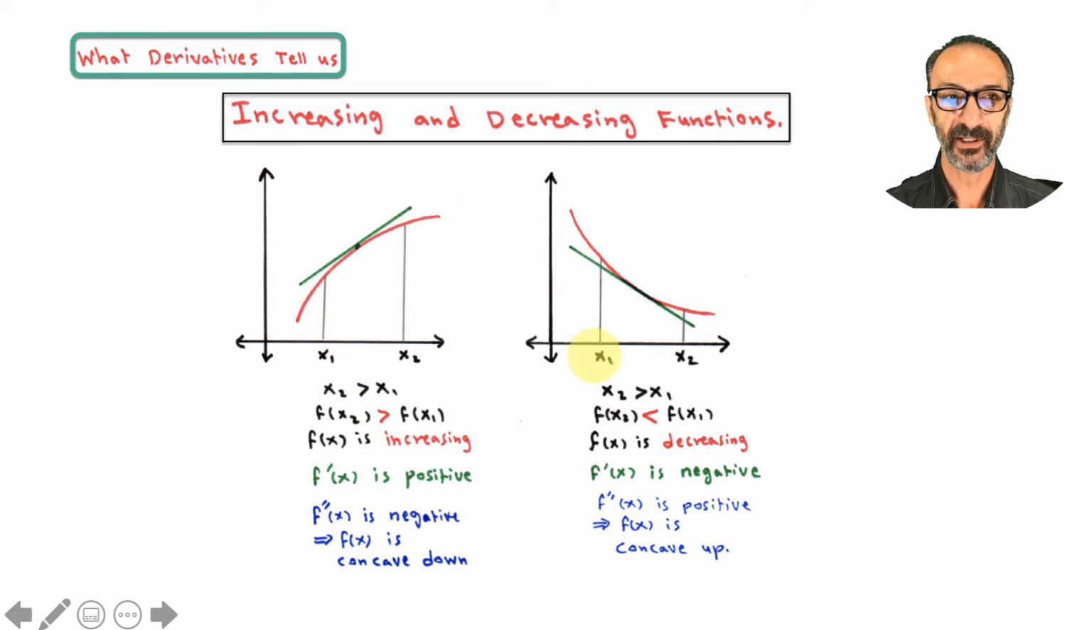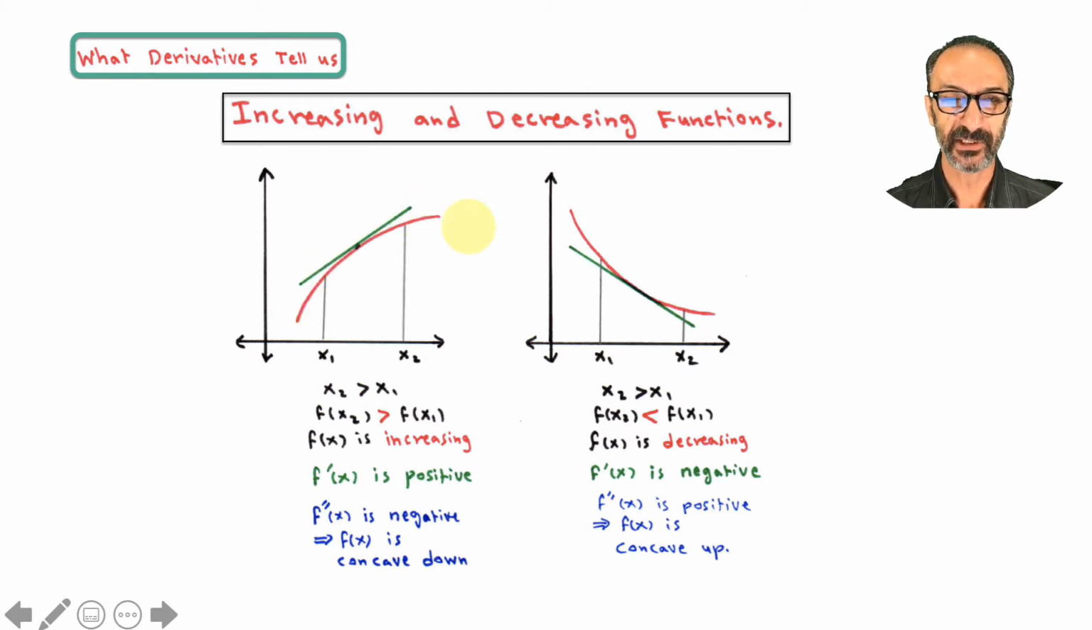Now here, f of x1 is greater than f of x2. The value of f of x2 is at a lower level. So f of x2 is less than f of x1. We say f of x is decreasing. Now, the graph says it.